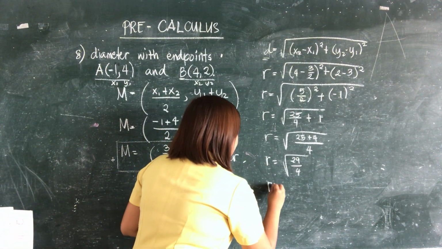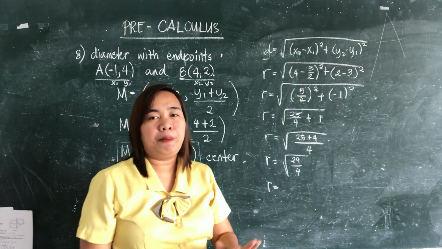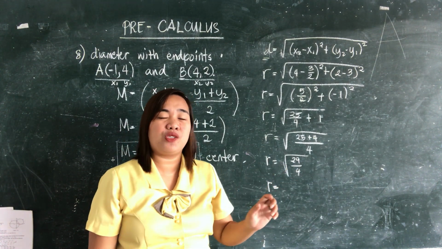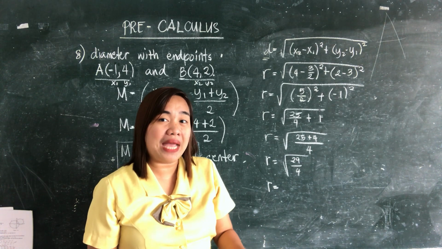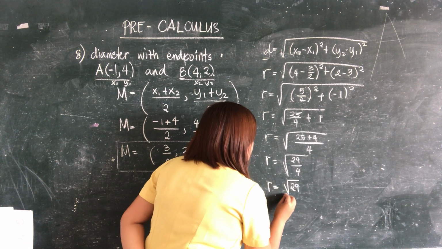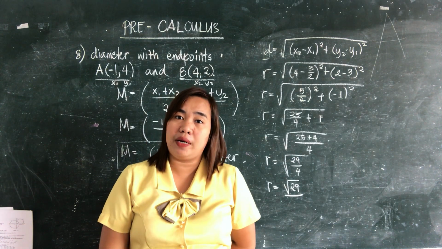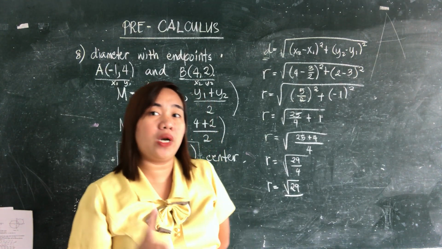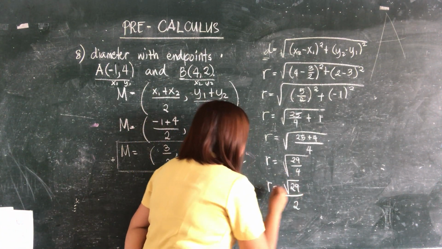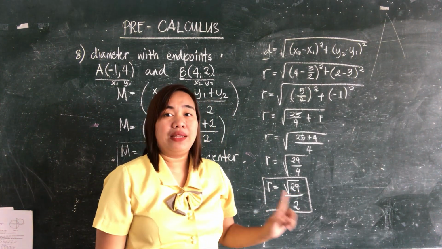So r equals, meron bang square root yung 29? Is 29 a perfect square number? Of course, 29 is not a perfect square number. 29 is a prime number. So therefore, i-say lang natin yung radical sign sa 29 over square root of 4. Is 4 a perfect square number? Yes, because the square root of 4 is 2. Therefore, your radius now is square root of 29 over 2.